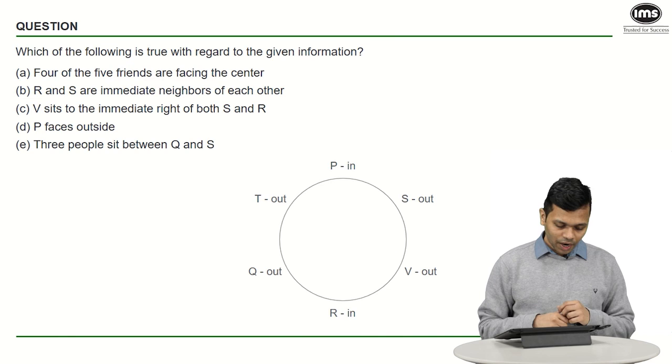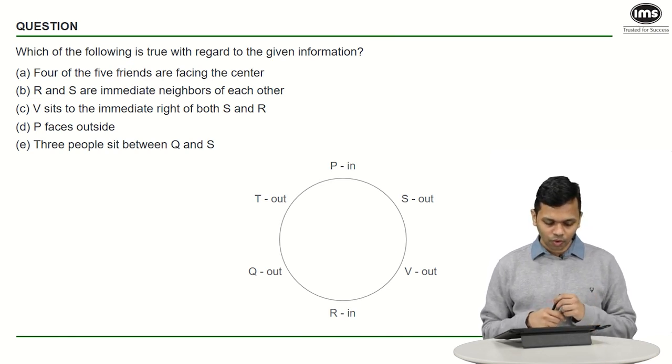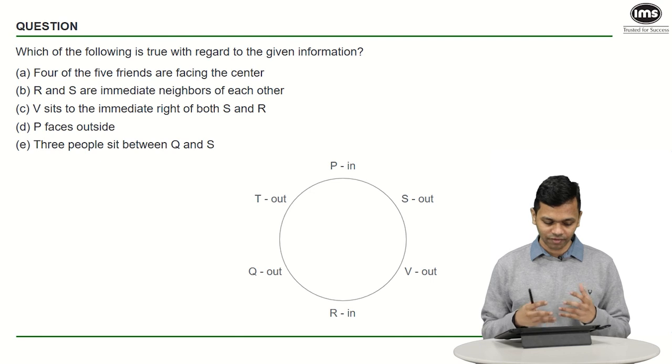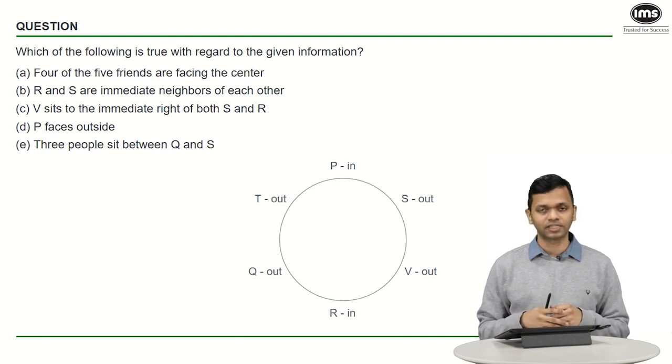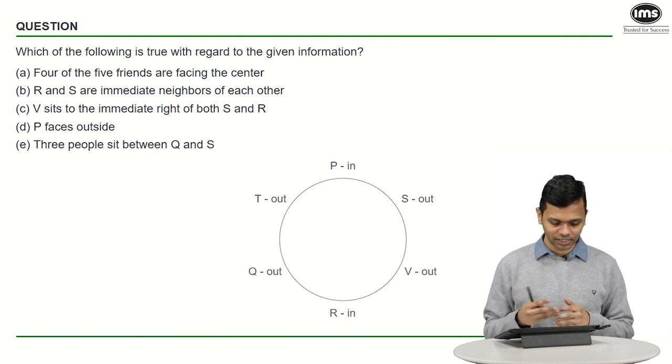The first question that you had was, which of the following is true with regard to the given information? 4 of the 5 friends are facing the center. Now, first of all, you have 6 people, you don't have 5. So 4 of the 5 friends facing the center, obviously that is wrong. But in any case, there are only 2 people who are facing inside. So this is going to be a wrong sentence.